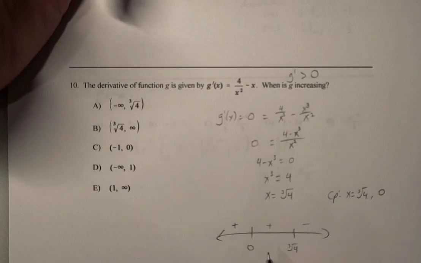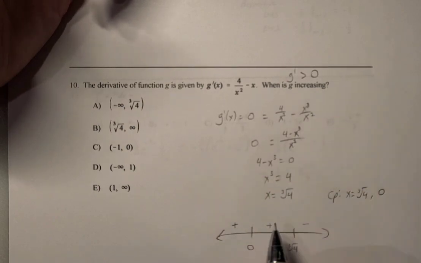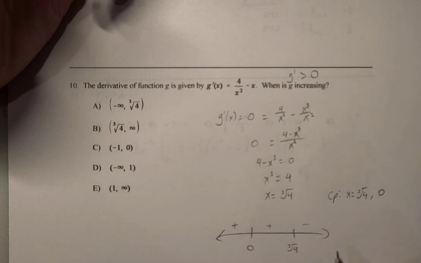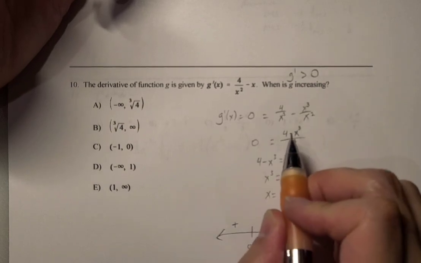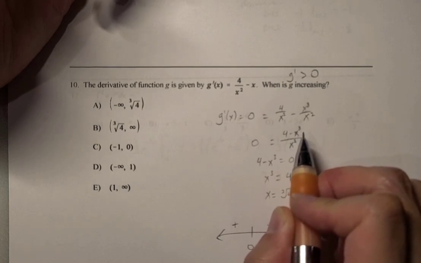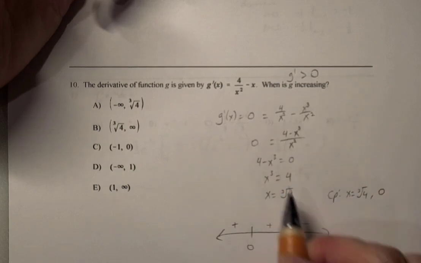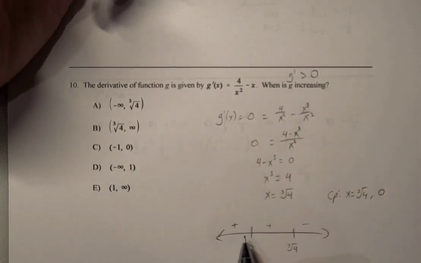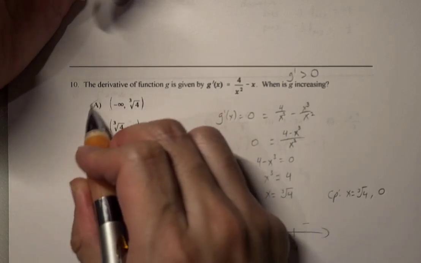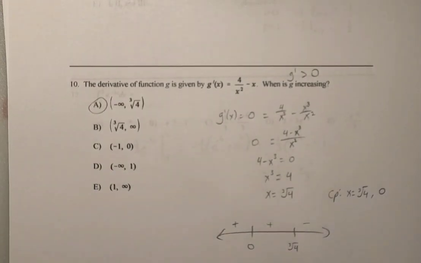Okay, so we plug in 1 into here. What's the sign? It'll be 4 minus 1 over 1. That's positive, clearly. And then we plug in a huge positive number. Okay, so it'll be 4 minus huge positive number cubed. So that would be negative on top. Huge positive number squared is positive, so the sign is negative. When is g increasing? Well, that is when the derivative is positive, so it's from negative infinity to cube root 4. Okay, that's how we do that.